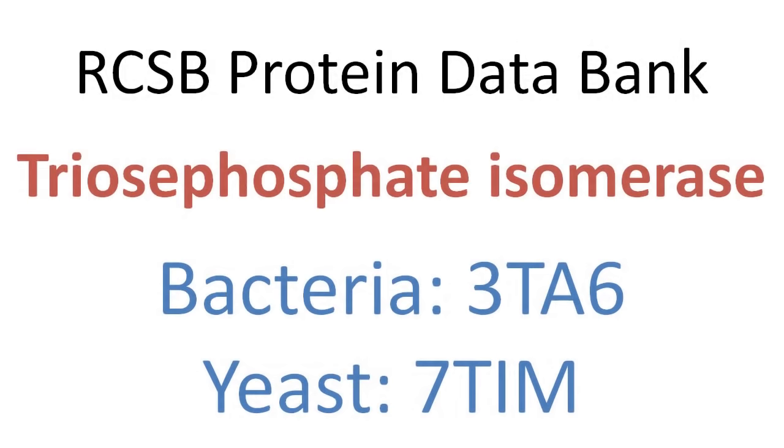In this video, we'll be working with a pair of two-chained molecules downloaded from the RCSB Protein Data Bank. Both are triose phosphate isomerase molecules, so the proteins will obviously have similar functions. 3TA6 is the bacterial form, and 7TIM is the yeast form. The goal of this workflow is to determine which chains represent the most conserved region between 3TA6 and 7TIM.